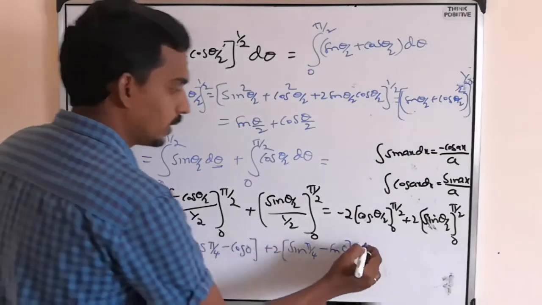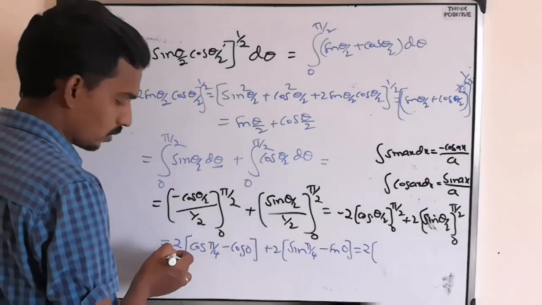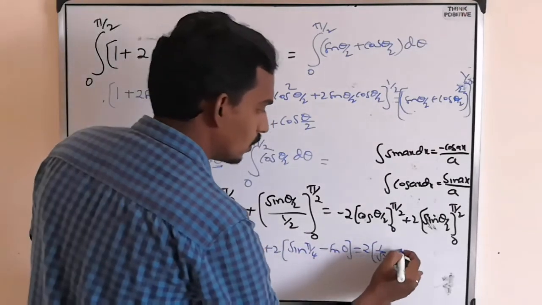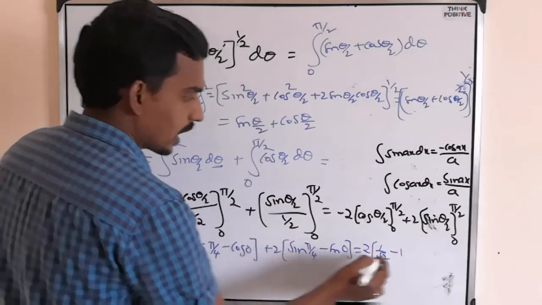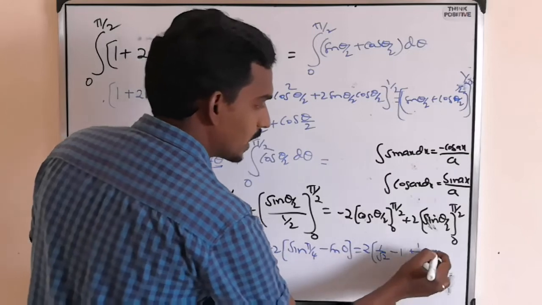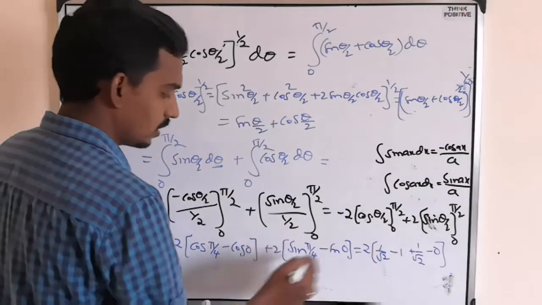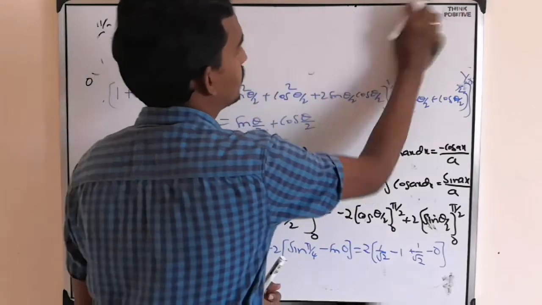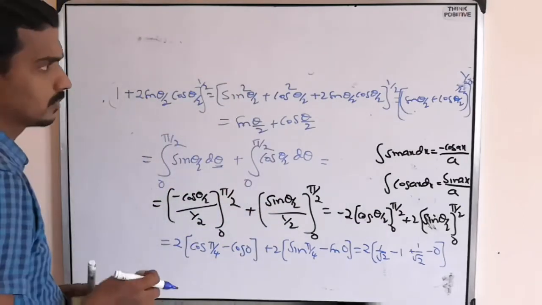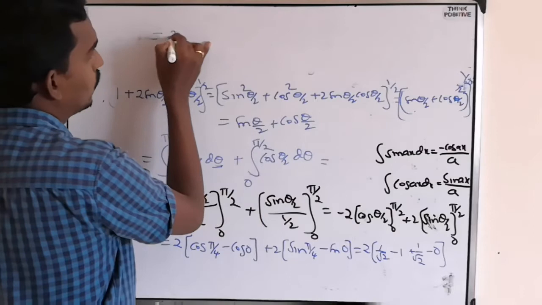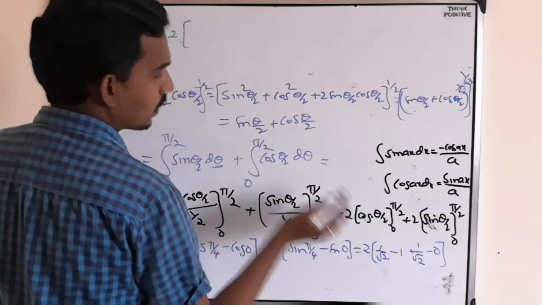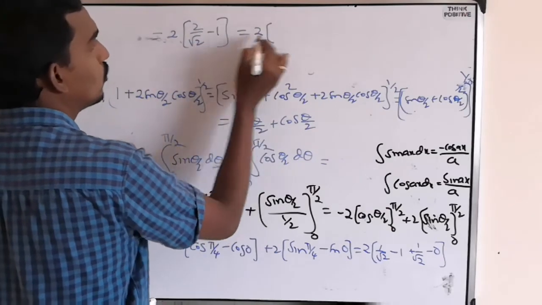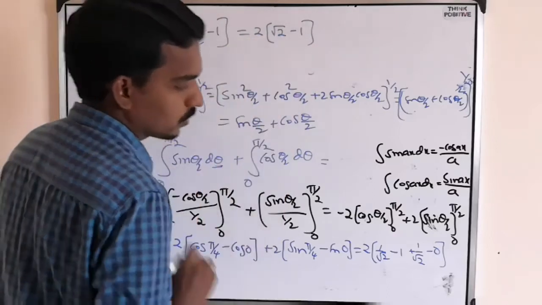Plus 2 into the same, sin pi by 2 by 2, pi by 4, minus sin 0. It equals 2 into, here I will take common cos pi by 4, which is 1 by root 2, cos 0 is 1, and sin pi by 4 is 1 by root 2, sin 0 is 0. So here the simplified answer I write: 2 into 1 by root 2 plus 1 by root 2, that is 2 by root 2 minus 1, equal to 2 into (2 by root 2 minus 1).